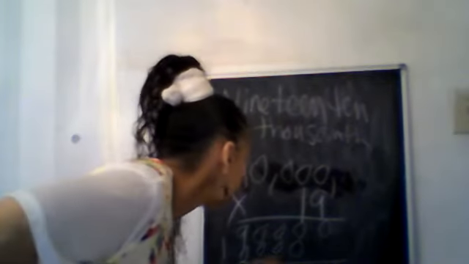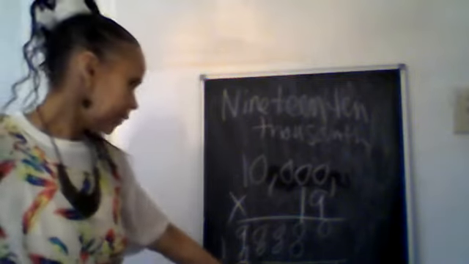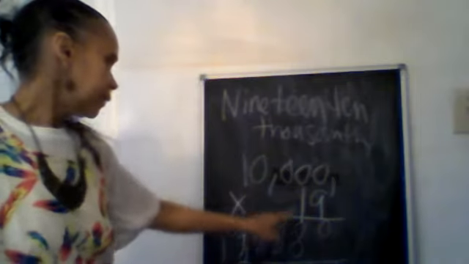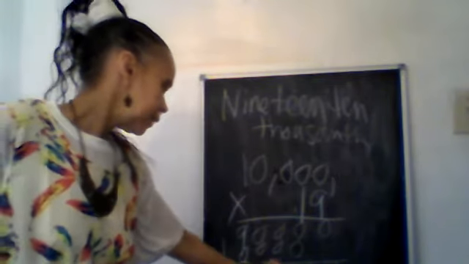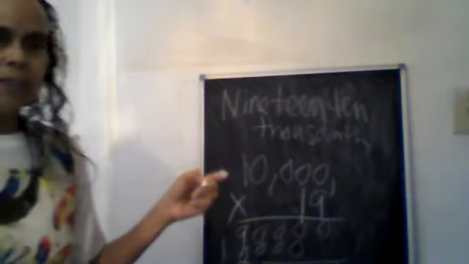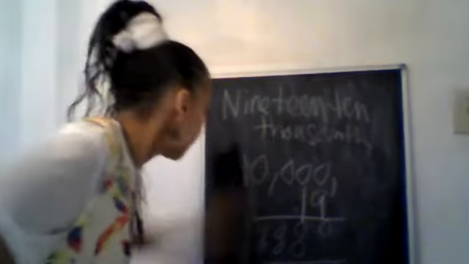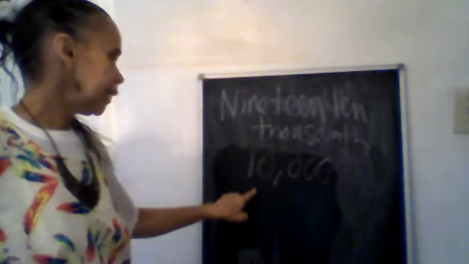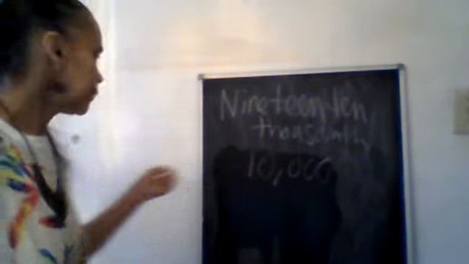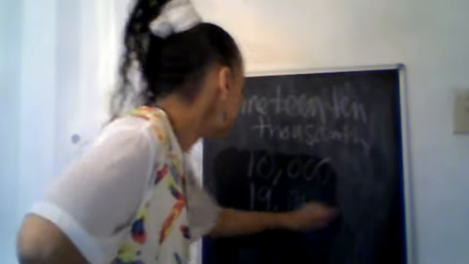So let's see. That's the only way I can see that I would put it. 10,000 times 19, and it's going to give you that. I never heard of that before. So in other words, I would just multiply by 19. That's the only thing I can see. Or you can always add.